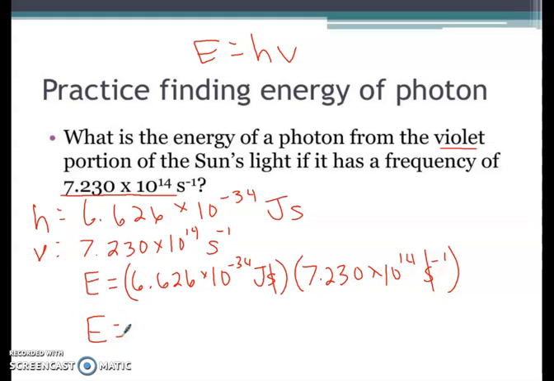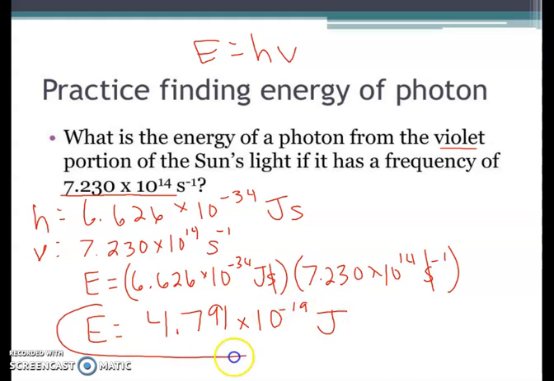So if we do the math for this, we would get 4.791 times 10 to the negative 19th joules. And that would be the energy of our photon of light.